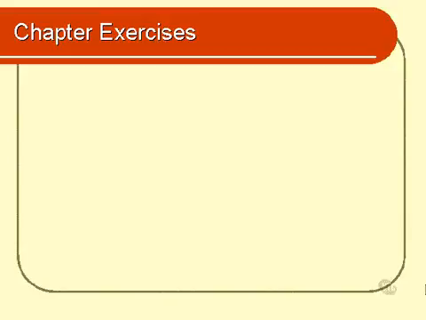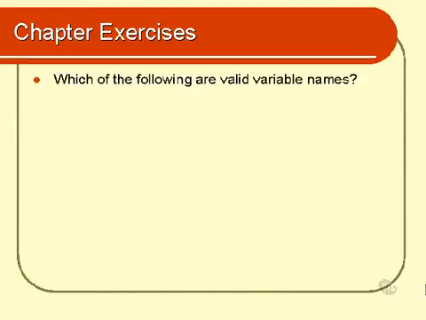Here are the exercises for Chapter 4. The first exercise is to determine which of these variable names that I'm going to put up on the screen are actually valid variable names and which of them will give you error messages. The first one is the variable called month.